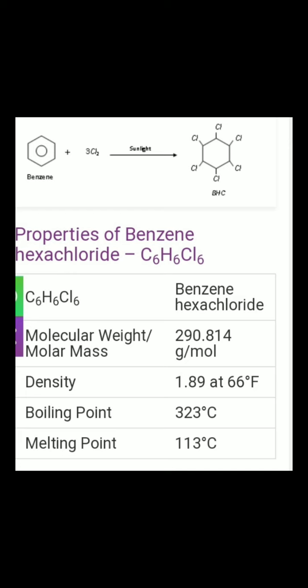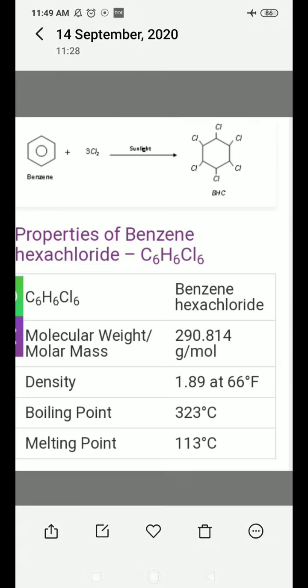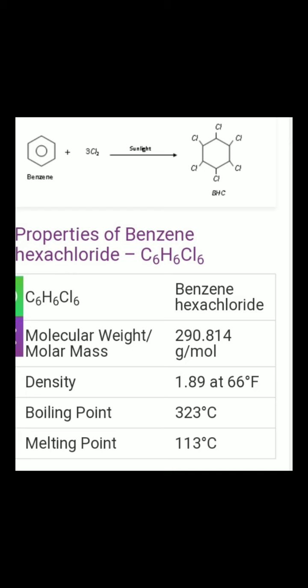I think you might have heard the term BHC from your childhood, because generally this is used in crops and to kill the lice in hairs. Now just look at the screen. Benzene, do you know very well about its structure, how it looks? Benzene molecule plus 3 Cl2, 3 atoms of chlorine, when it reacts in the presence of sunlight, gives BHC.